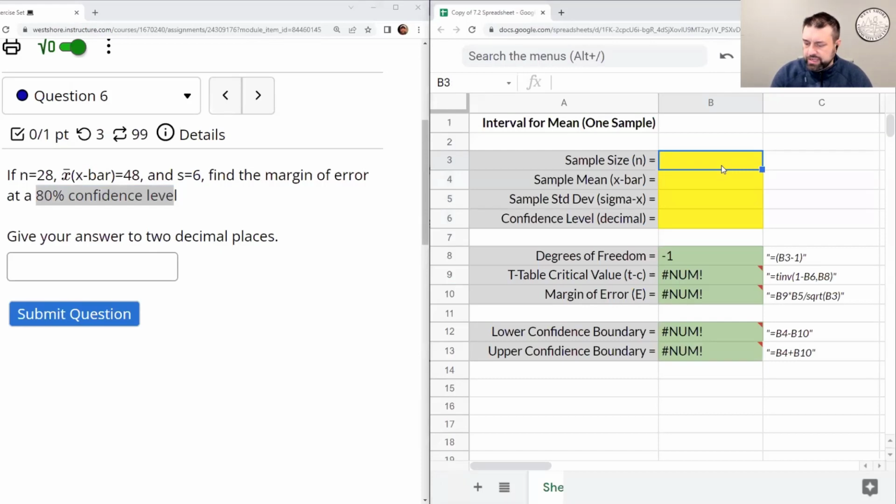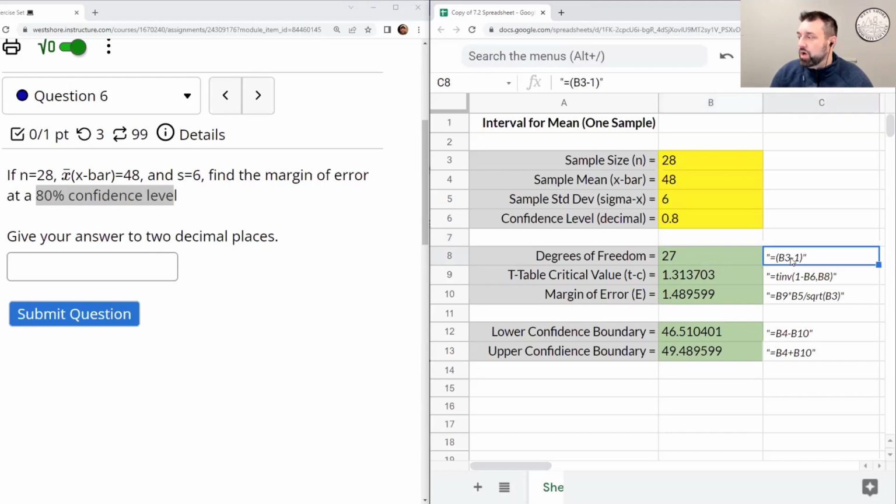So our sample size is 28. That goes in right there. Once we know the sample size, we immediately know the degrees of freedom. The mean is 48. The standard deviation is 6. And our confidence level is 80%, so 0.80. So what the Google Sheet does is it calculates the degrees of freedom by subtracting 1 from the sample size, okay? It calculates the t-score, modified z-score.